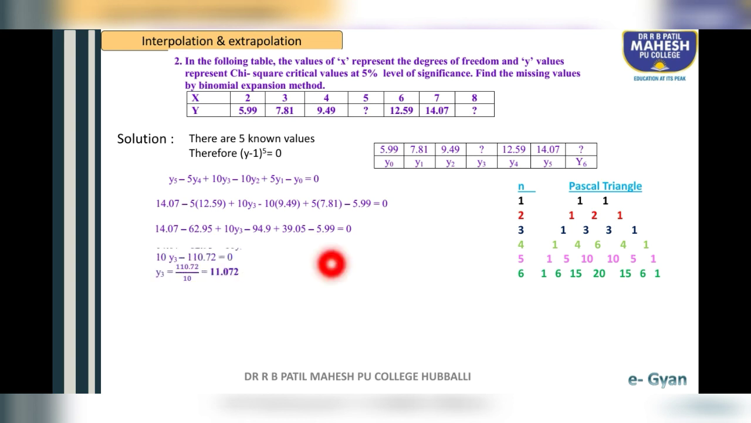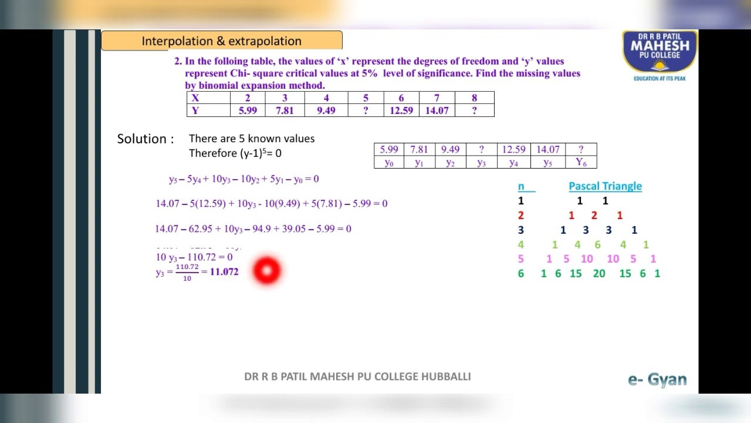As I told, first you separate the positive values, then the negative values. After solving this, it becomes 10y3 minus 110.72 is equal to 0. So therefore y3 is equal to 110.72 divided by 10. So the y3 value is 11.072. The missing value of y3 is 11.072.